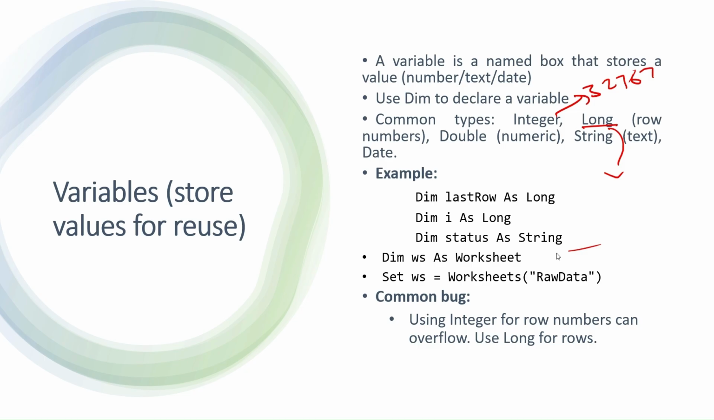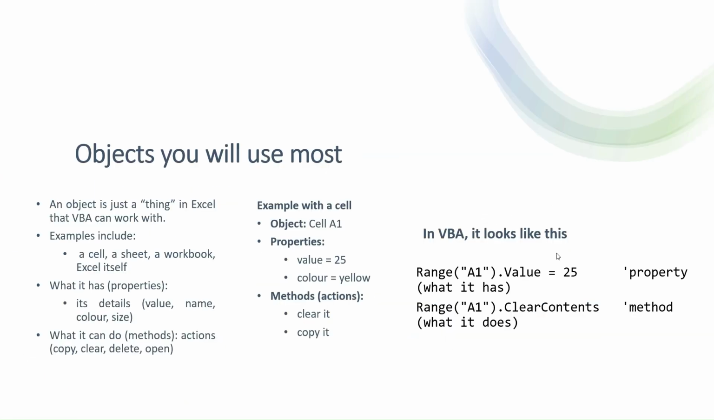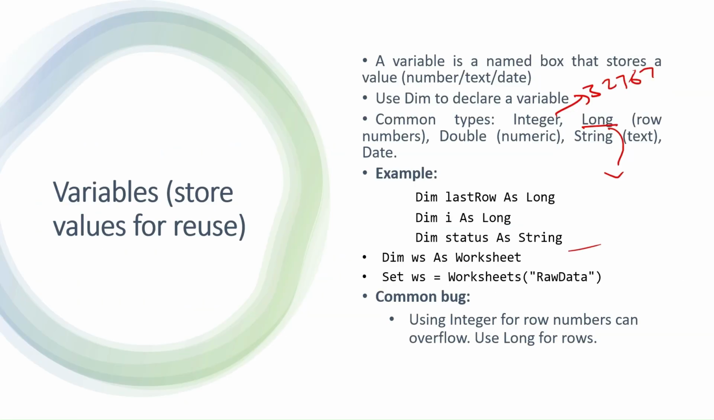The status as string. So string here means a text, by the way. String means a text. So when you are saying dim status as string, status represents a text that you want to store somewhere. For some reason you want to store a text, you can do so. So that's what it means.